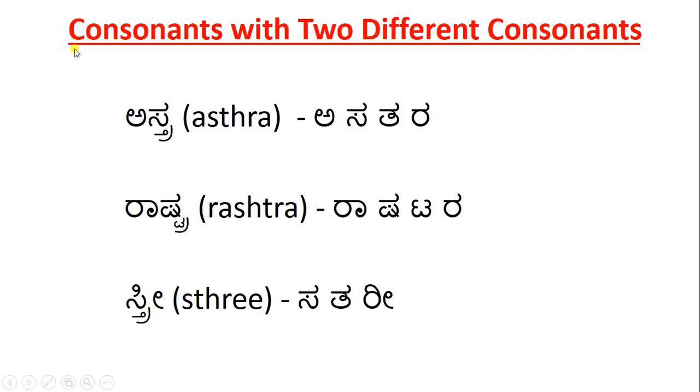The third case is consonants with two different consonants. The examples are these. The first one is astra. Astra means weapon in English, and generally splitting it up, it would be asatra. See, there are 4 letters here, 1, 2, 3, 4, and everything is clubbed together to form 2.